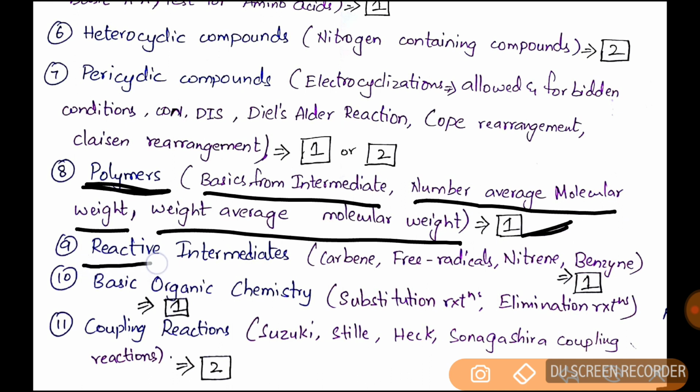And coming to the 9th one, that is reactive intermediates. In reactive intermediates: carbene, free radical, nitrene, benzyne. Reactions which are undergoing through these reactive intermediates are important, guys. So you can expect 1 question from this.